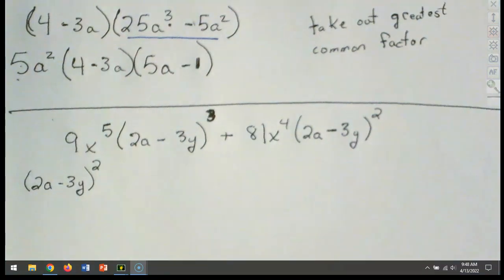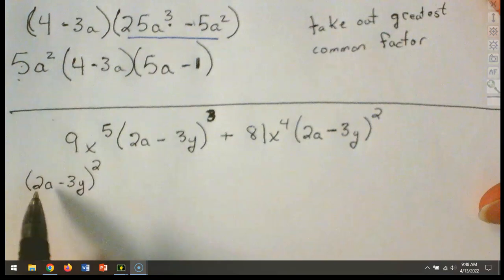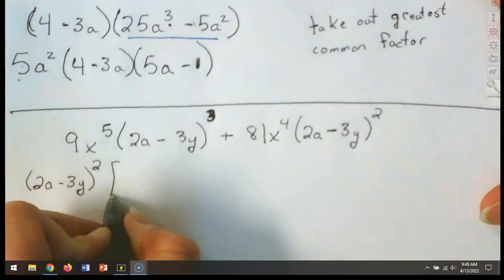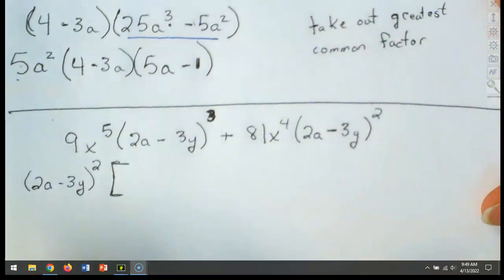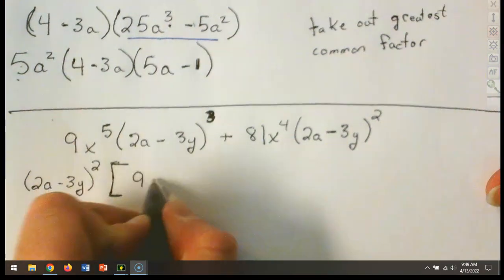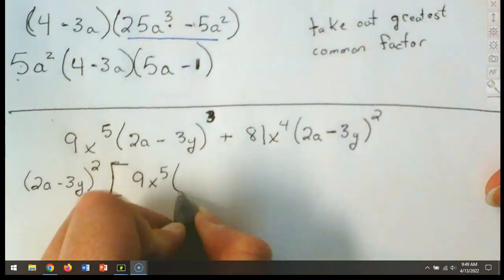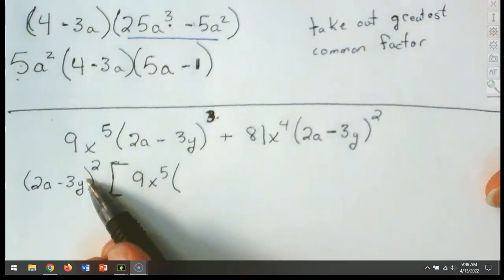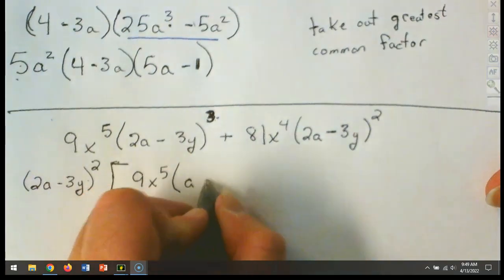Now, what's going to be left over? I'm going to use square brackets because I've got a lot of parentheses to work with. That way we don't have double parentheses running around. So the 2a minus 3y comes out. And this is a kind of complicated one. Most of them are not this complicated, but this one just illustrates all the different points. If I take that out, I have a 9x to the 5th, right? And we have 3 of these, a minus 3y. So 2 of them came out. So we're left with an a minus 3y.